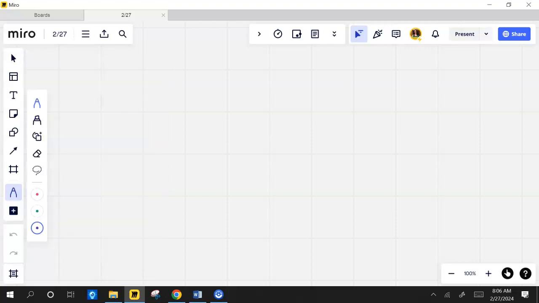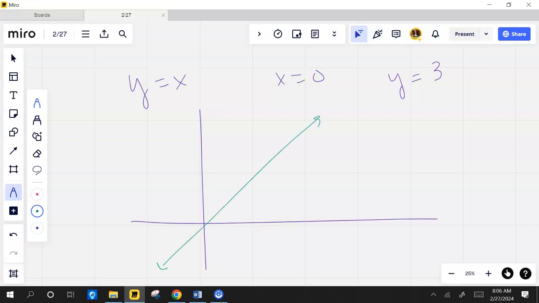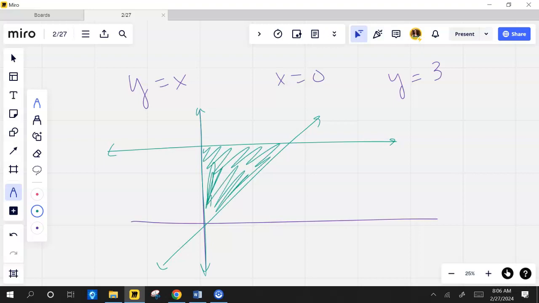So region S is bounded by the graph y equals x, x equals 0, and y equals 3. First, we're going to sketch y equals x, x equals 0, y equals 3. So what does that look like?